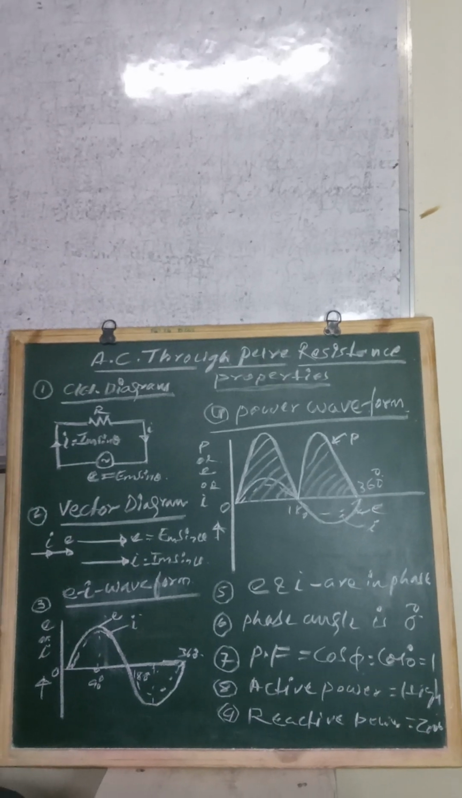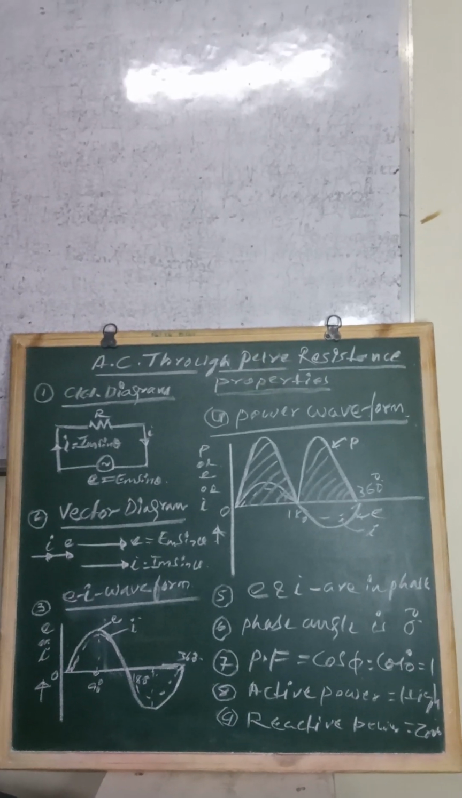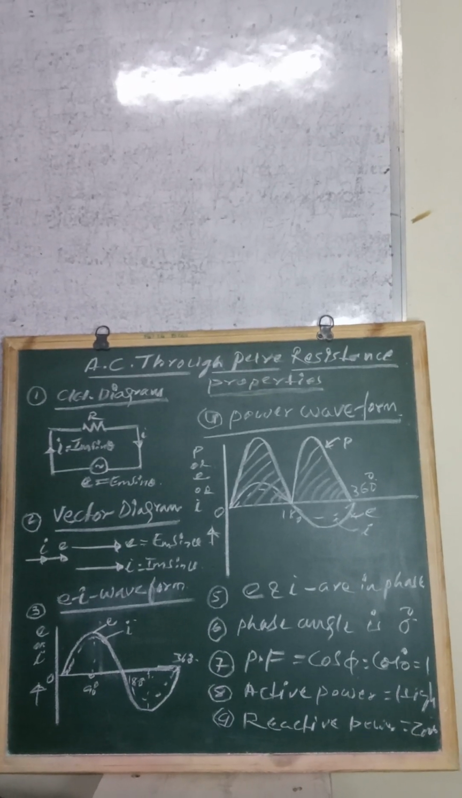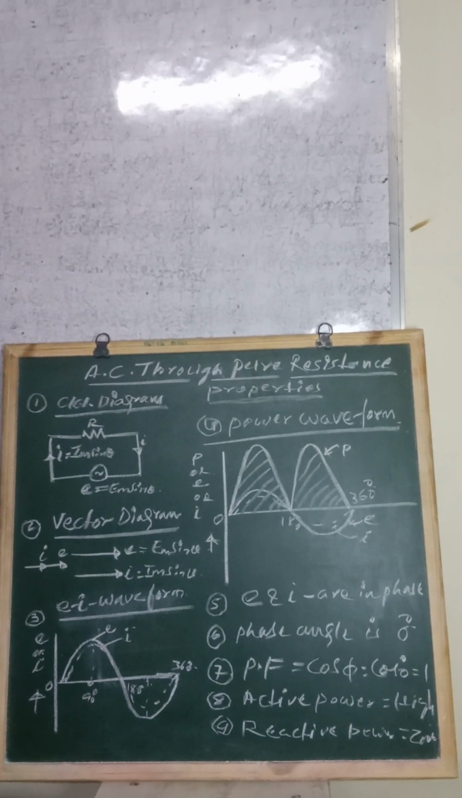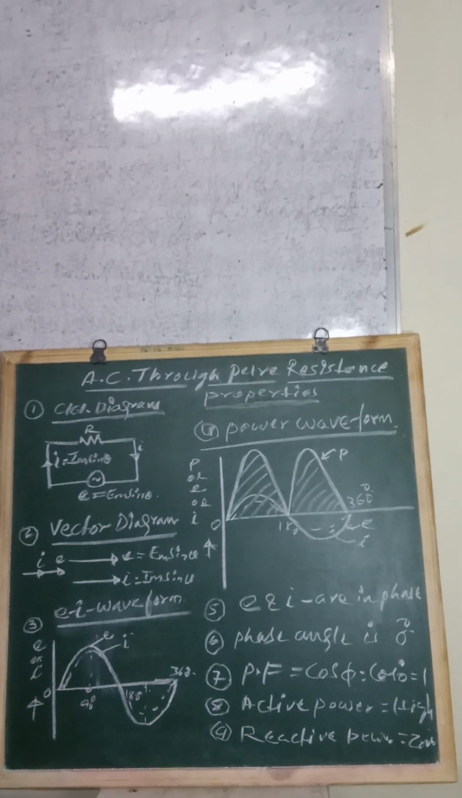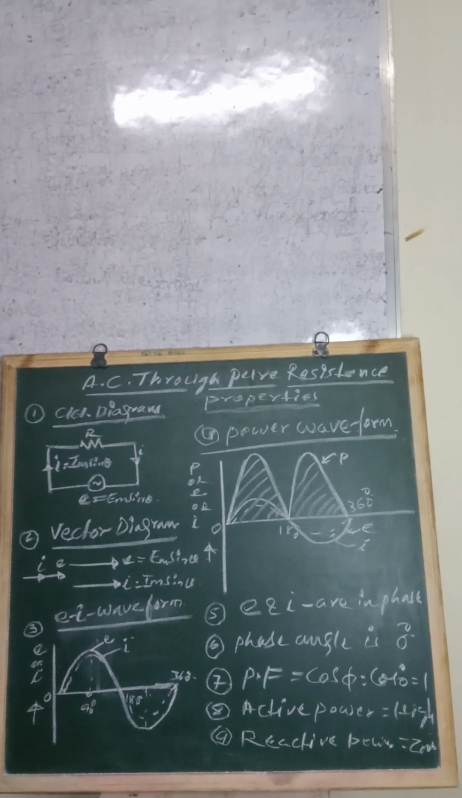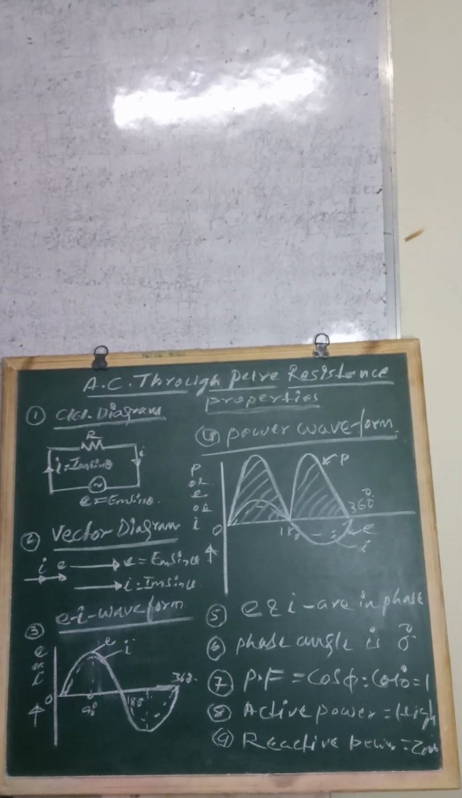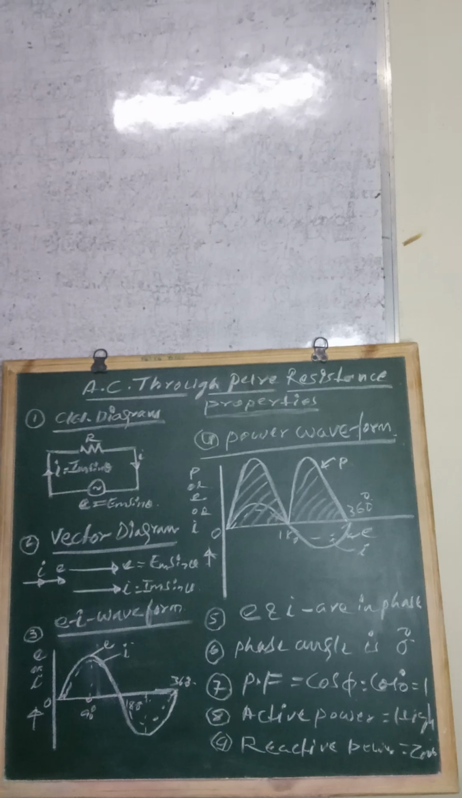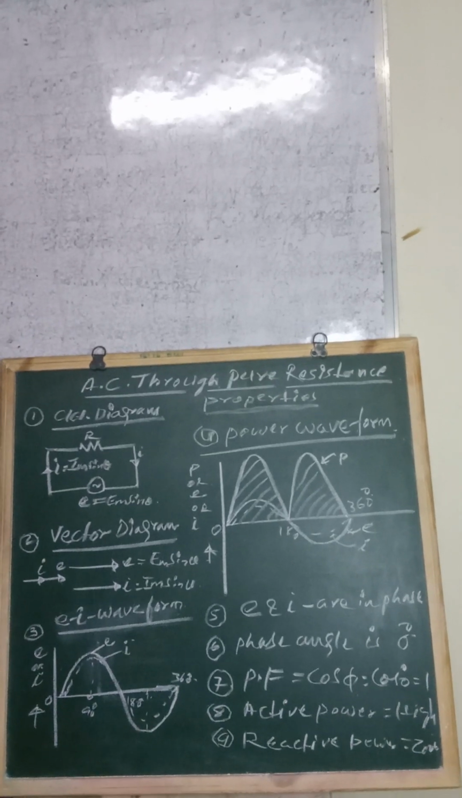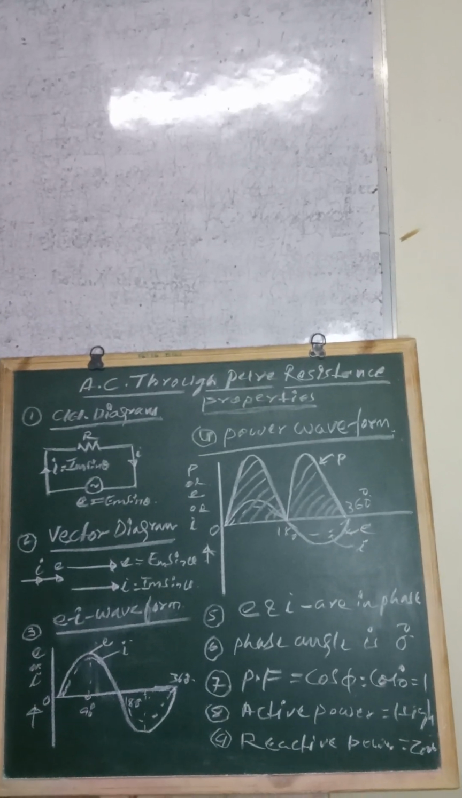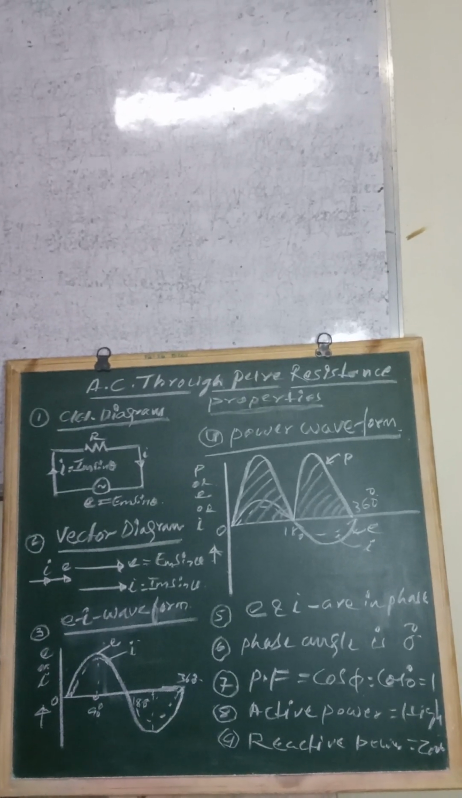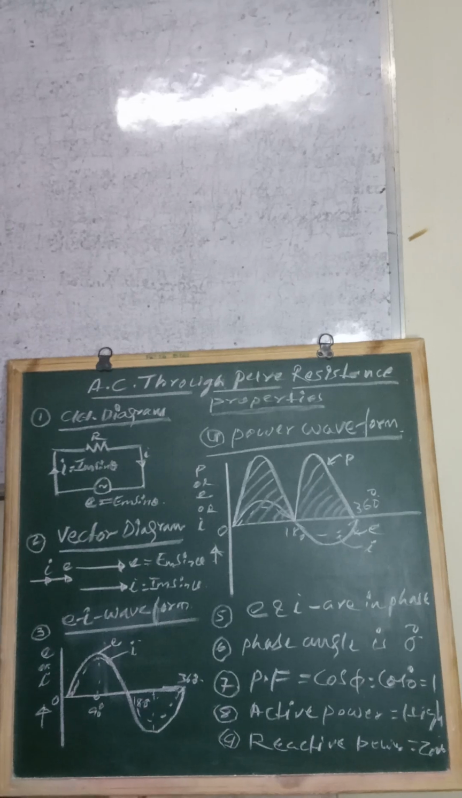Good evening, students. Now let us discuss alternating current or alternating voltage through a pure resistance or resistor. For discussing the property of pure resistance, we are taking the support of the circuit diagram, vector diagram and waveform, two types. One is voltage and current, the other one is power.